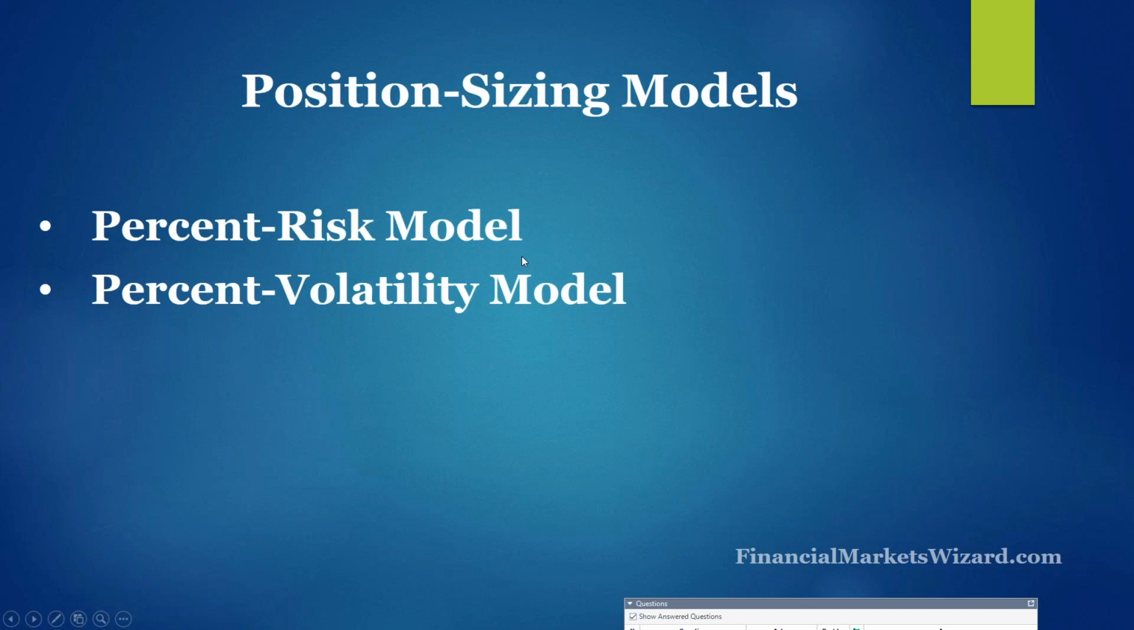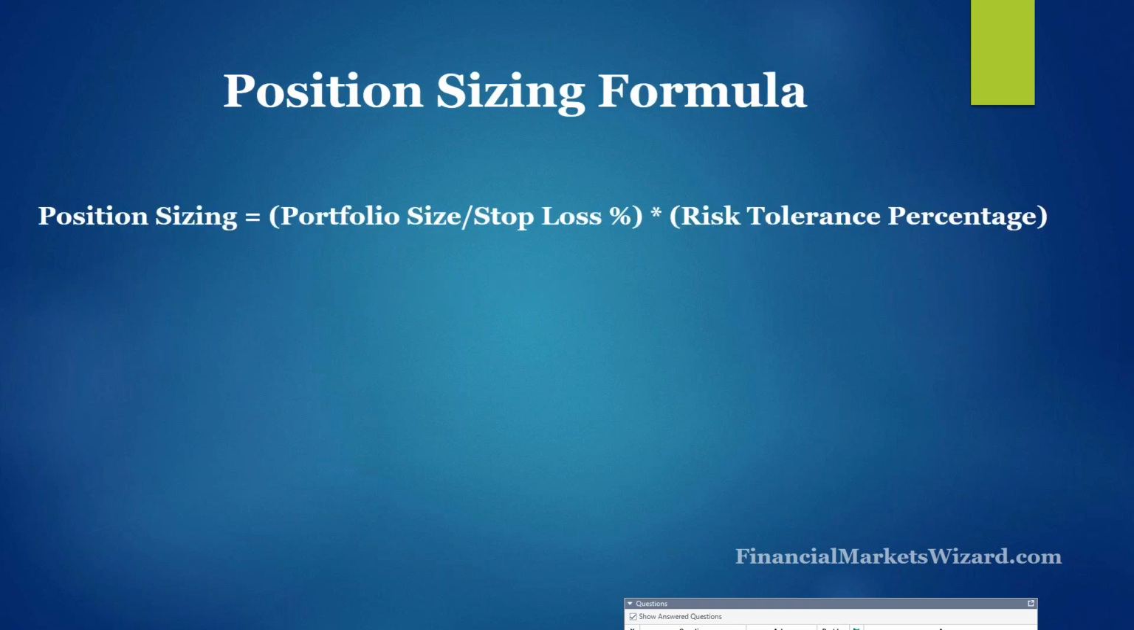The risk model is based on how much you are willing to lose, 2% or 4%. The volatility model is based on each stock's volatility, how much it moves on a daily basis. Now here is the formula. So you can write it down. It's very easy. It's not that difficult. You can create an Excel worksheet. I intend to create an Excel worksheet and distribute it, but you can create it. You can write down this position sizing formula.